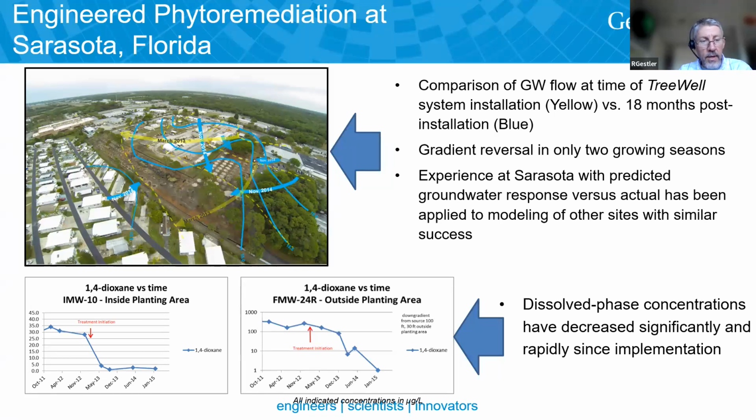Bottom left, MW10 is within the planting area. Now, in both of these graphs, the red arrow indicates the time that we installed the phyto system. As you can see, when we installed it, we saw a very rapid decrease within the plantation itself, ultimately to below detection limit. Now, this second monitoring well, 24R, was outside of the planting area, between the phyto plantation and the source area. It took a little bit longer, but we saw the same effect there. Ultimately, concentrations decreased to the point where they were consistently non-detected. So great news on hydraulic control, great news on contaminant degradation.